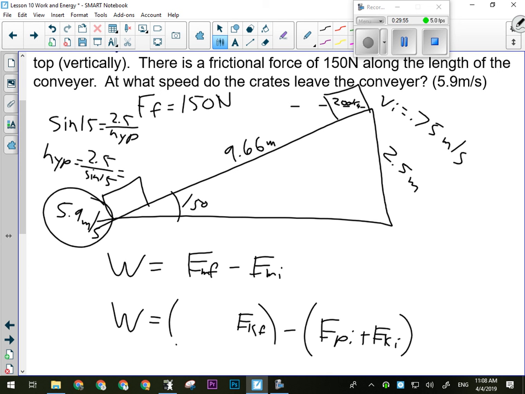Any other questions? How do you know if work equals PM or work equals PM minus...? It's always the second one. Work is always the change in energy. It's always going to be final minus initial. The only time I wouldn't have to put in initial is if it was 0.